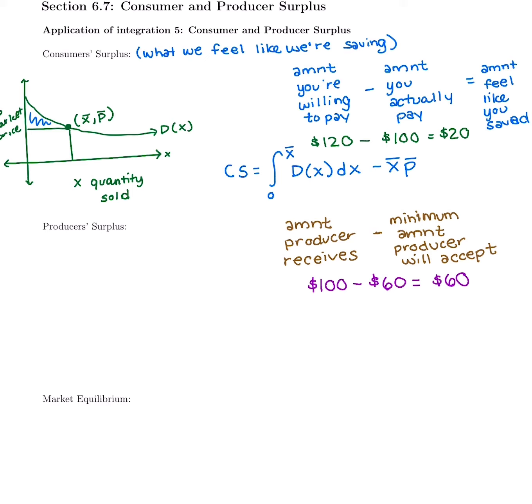I feel like I got a deal because I spent $100 and I was expecting to spend around $120, but on their end, they're still sitting pretty. They sold it for $60 above the minimum amount that they could have accepted for the shoes. So sometimes these are the same number. Sometimes the producer and consumer surplus are both $20 or are both $60.